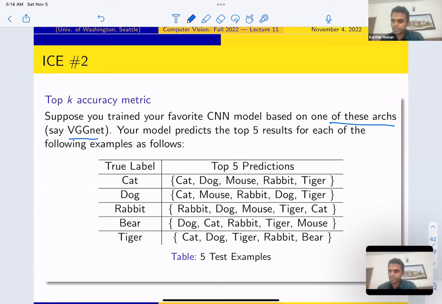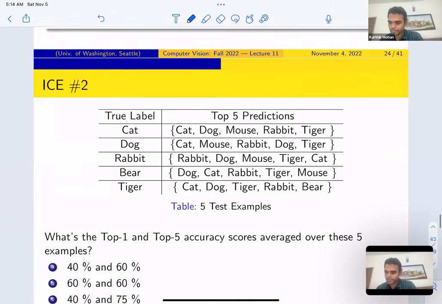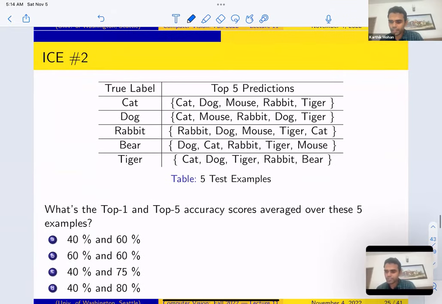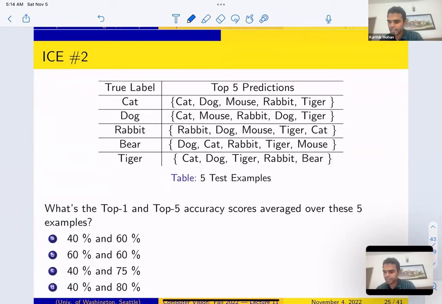And your model predicts the top five results for each of the following examples. So this is a true label, and this is your top five predictions. The question is, what are the top one and top five accuracy scores averaged over these five examples? So maybe take a minute to work it out. You basically want to say it's 1 or 0 for top one and top five for each example, and then average that to get this metric.